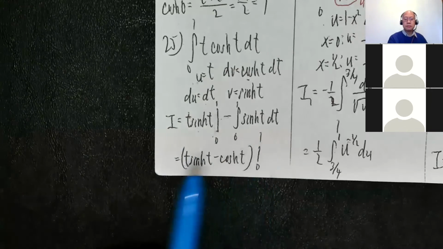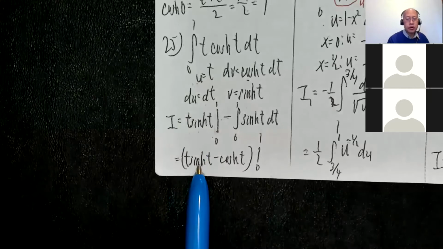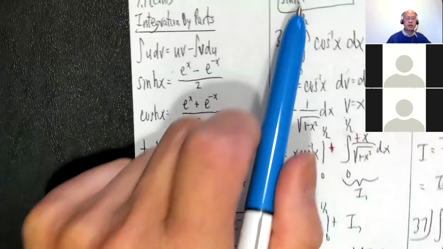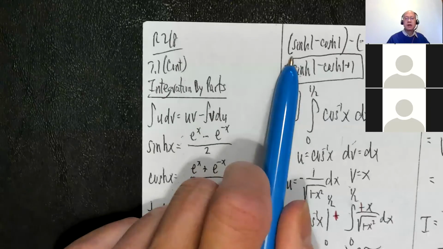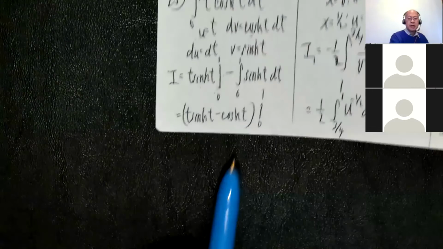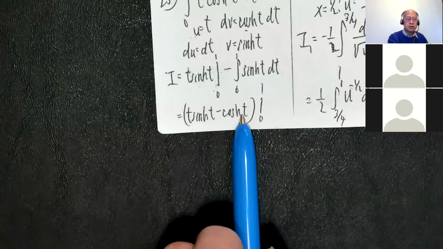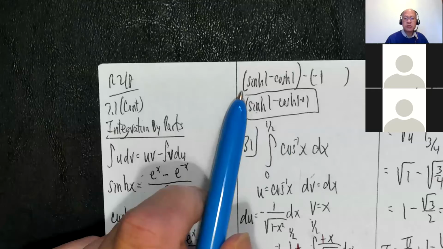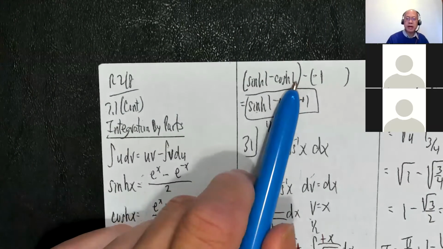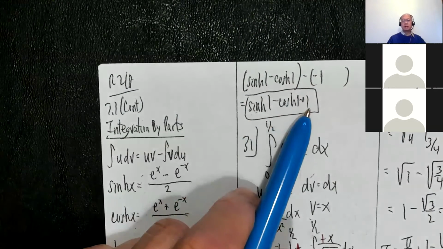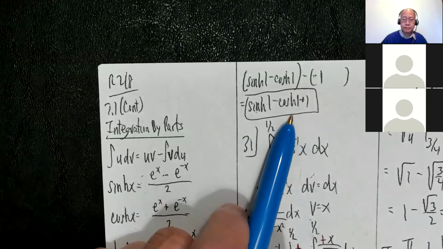And now I plug in 1: sinh 1 minus cosh 1. So it's sinh 1 minus cosh 1 minus, plug in 0. Okay, that makes that 0. Cosh of 0 turns out to be 1. So it's sinh 1 minus cosh 1 minus a minus 1. So the final answer: sinh 1 minus cosh 1 plus 1. And just leave it like that.